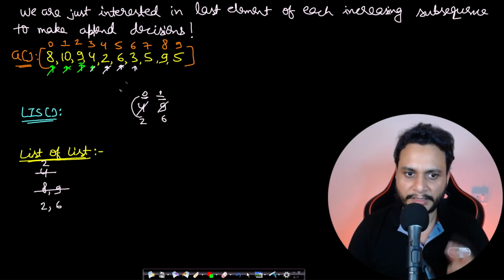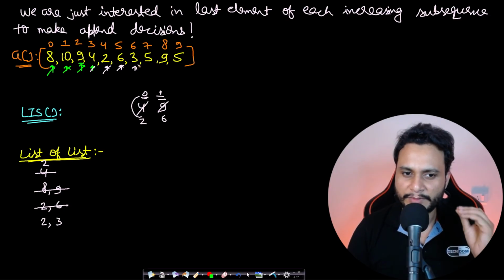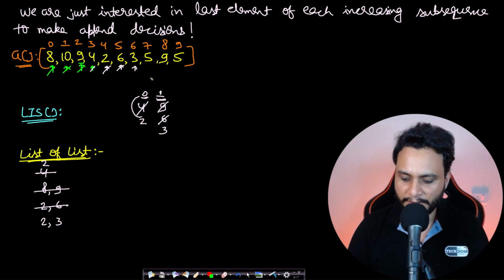Then for 3, again in the list of list you will be appending it after 2, and that makes it 2 comma 3. Now there are 2 lists of the same length, so you remove this, and that will be 2 comma 3. If you see this in the single dimensional array, find the first index which is greater than equals to 3, and that is index 1. So again you override this 6 with 3. Fine. Now let's look at the next item, which is 5.